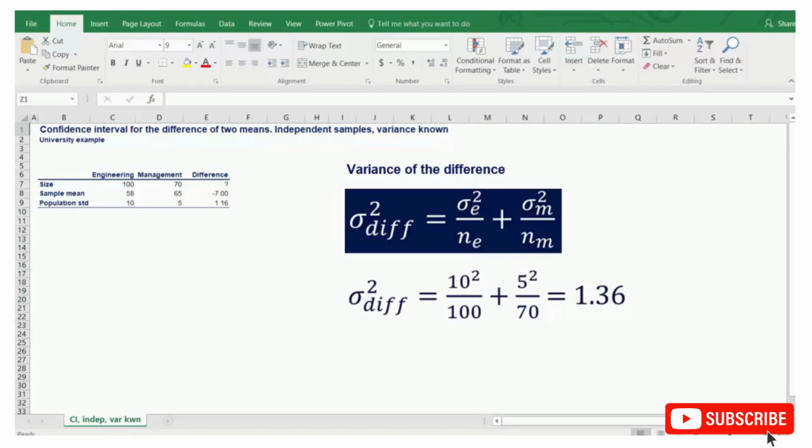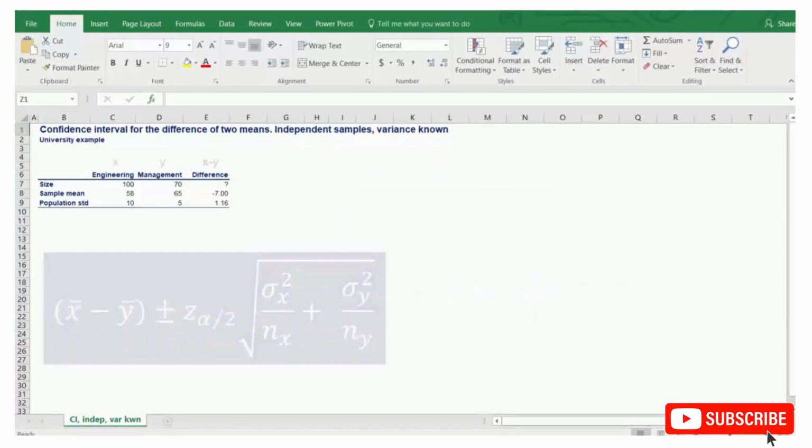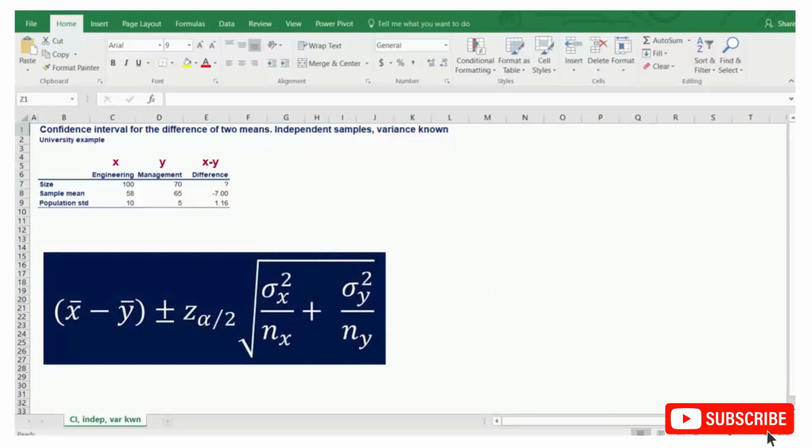Okay, so what is the confidence interval formula this time? Well, it is given by the expression below. X bar minus Y bar is the difference point estimator.